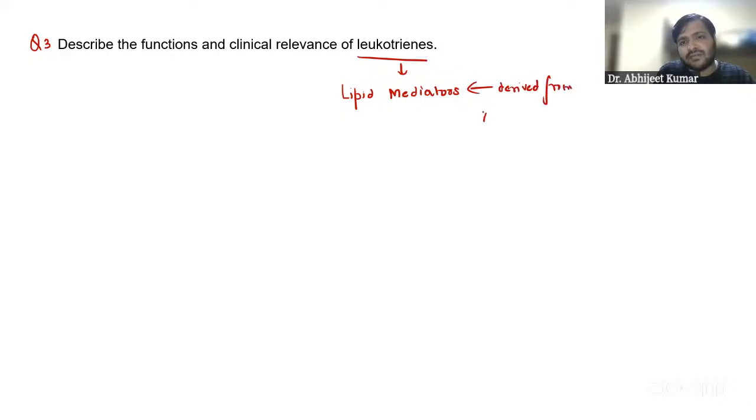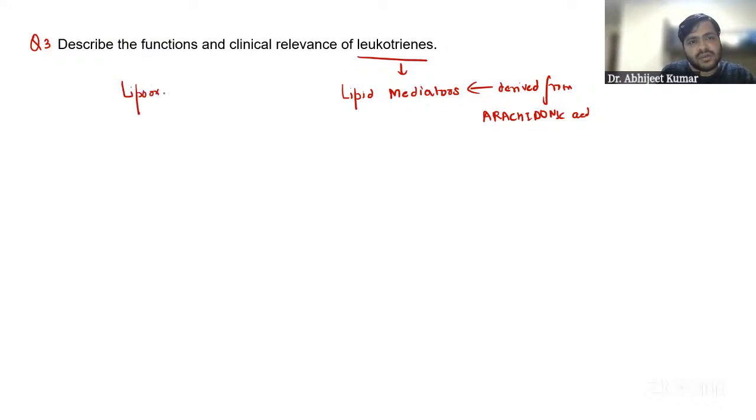Now, coming on to the next one, discuss the functions and clinical relevance of leukotrienes. This is the third question. Now you already know, guys, the leukotrienes, remember from L to L, are basically lipid mediators. And again, they are also derived from arachidonic acid. They are released from cell membrane phospholipids by phospholipase A2. Okay, again, we have another pathway, the biosynthesis. You already know we have the lipooxygenase pathway.